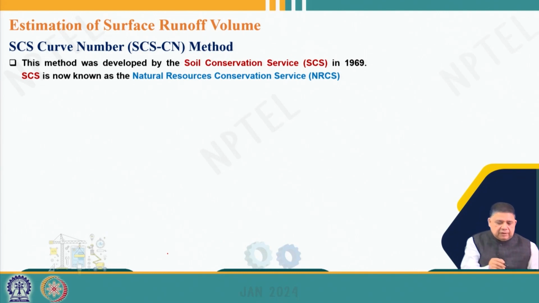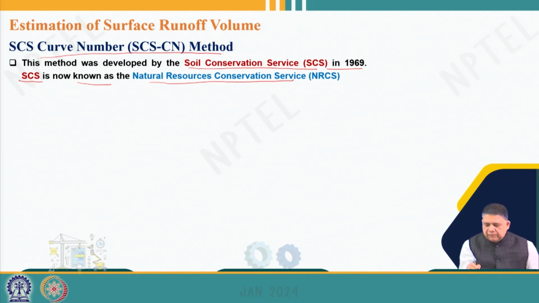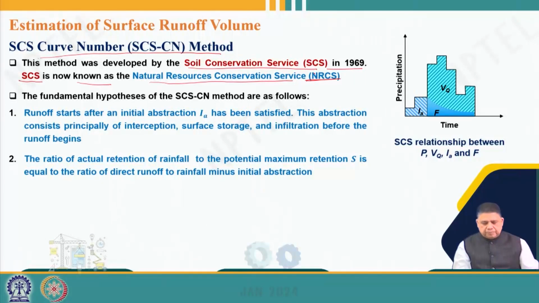So, this method, SCS-Curve number method or SCS-CN method, was developed by Soil Conservation Service in 1969, and already we have seen that now SCS is known as Natural Resource Conservation Service or NRCS. So, in some latest textbooks or latest research papers, you might also find NRCS curve number method. So, it amounts to the same because only the name has changed, SCS name has changed to NRCS. So, this method is either known as SCS curve number or NRCS curve number method.